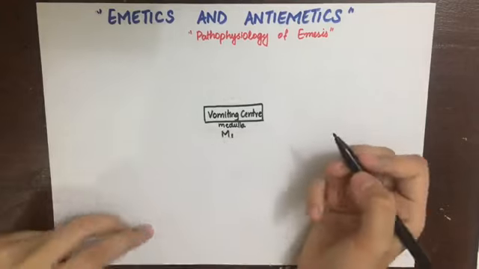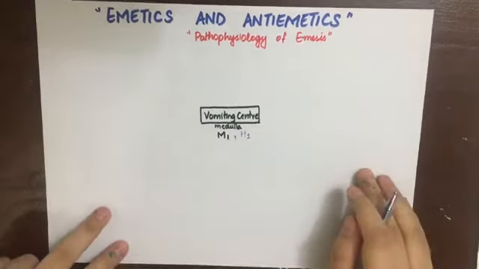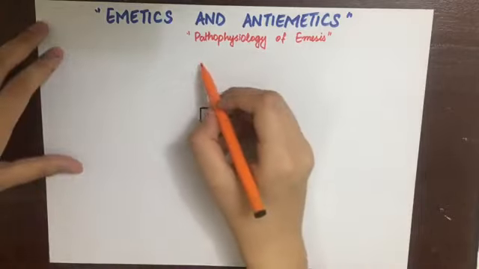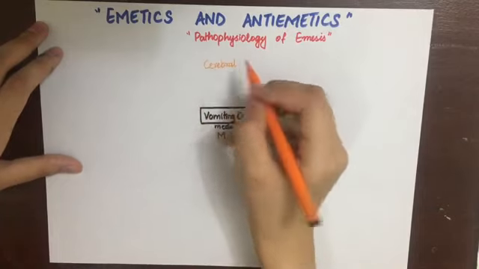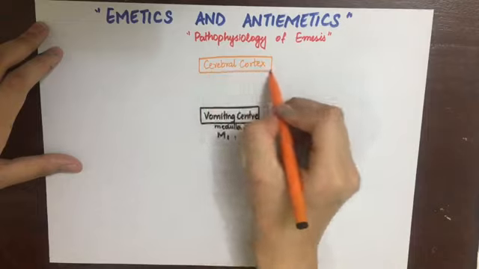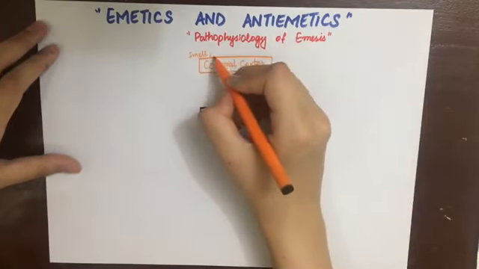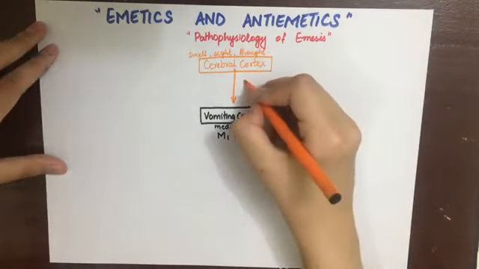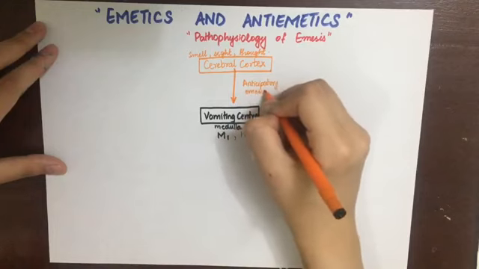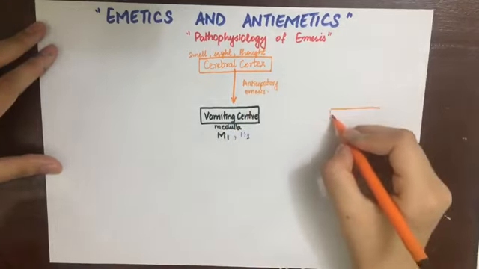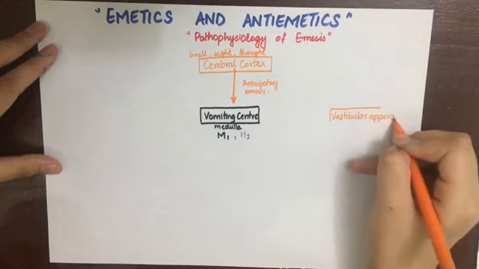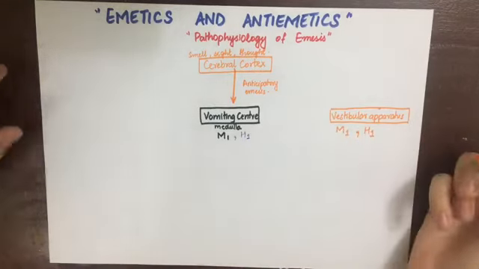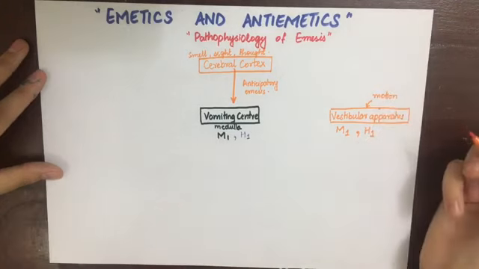The first pathway that can stimulate the vomiting center is the cerebral cortex. Why? Because you might remember that whenever you saw something bad or smelled something bad or actually thought of something bad, it caused a nauseous feeling. This is basically known as anticipatory emesis. The second way the vomiting center can be stimulated is by motion. And motion stimulates the vestibular nuclei having M1 and H1 receptors, causing motion sickness.